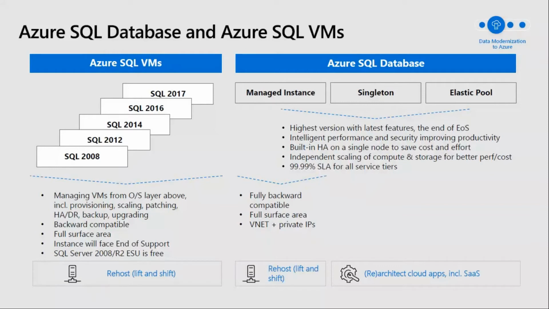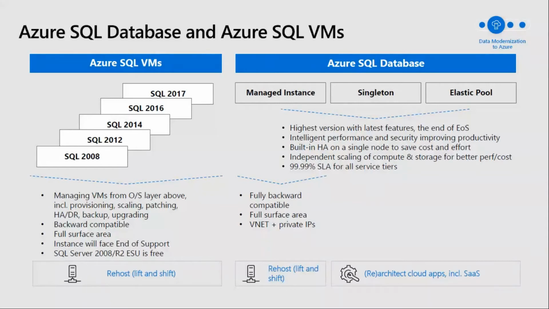They want to utilize the full value of their license by natively running other SQL Server engines, like the analysis engine, reporting engine, and integration engine, on the same machine where the database engine is running. Then they can come to Azure SQL VMs. Also, if they have any support requirement from their vendor for OS-level access. So managing VMs for the OS layer includes provisioning, scaling, patching, HADR, backup, and upgrading.